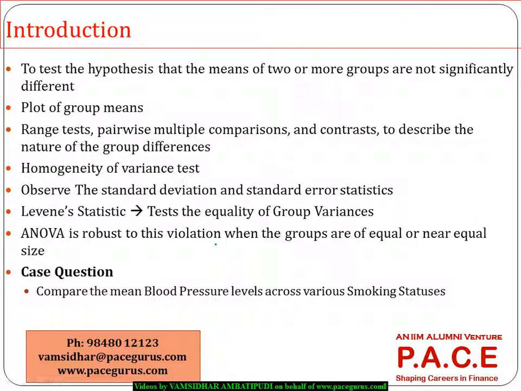So I really need to check before getting ahead into the comparison of the means. I should first check for the homogeneity in the variances. That should be the first step before we actually implement the procedure of comparison of the means. So always keep that in mind.